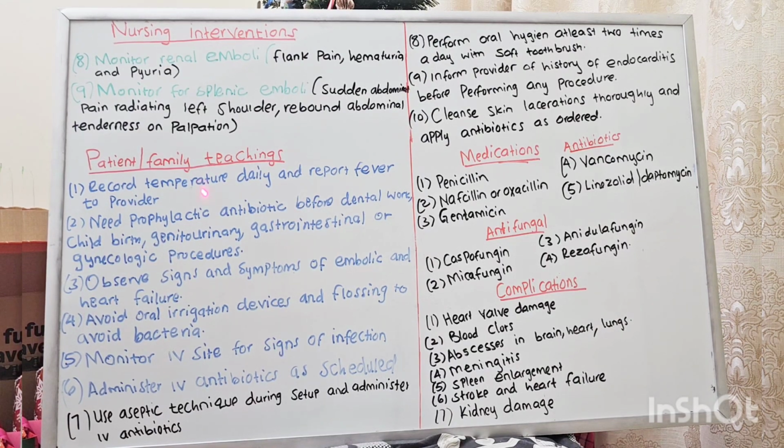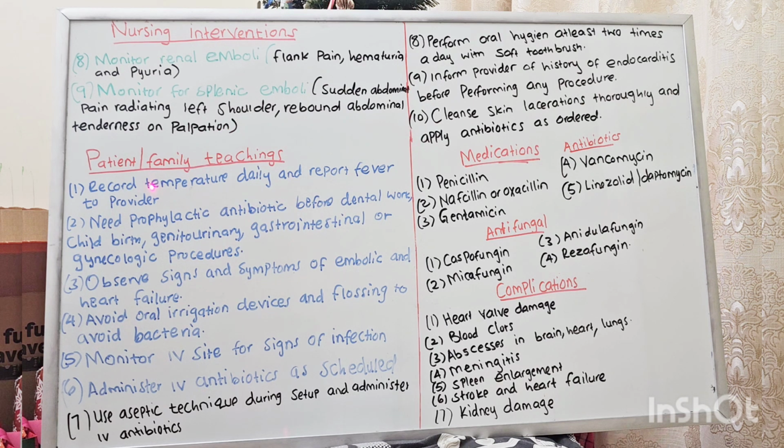Monitor for renal emboli, and signs of renal emboli are flank pain, hematuria, which is blood in the urine, and pyuria, which is pus in the urine. Monitor for splenic emboli, which is sudden abdominal pain radiating to the left shoulder, rebound abdominal tenderness on palpation.